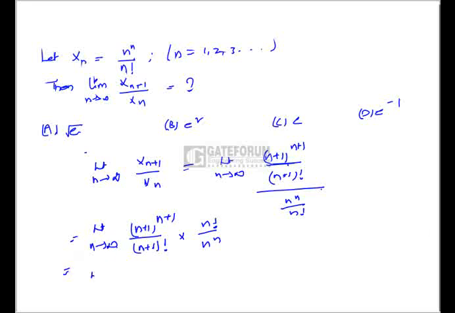So this is nothing but limit n tends to infinity (n plus 1) whole power (n plus 1), which can be written as (n plus 1) whole power n into (n plus 1), divided by (n plus 1) whole factorial. (n plus 1) factorial can be written as (n plus 1) into n factorial. So this is nothing but n factorial by n power n. We can cancel this n factorial and n plus 1 with n plus 1.